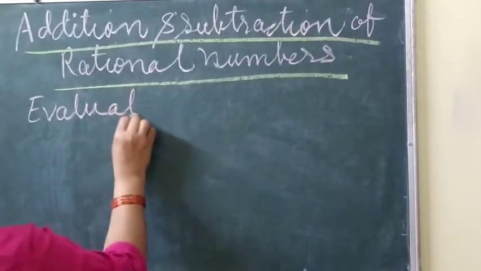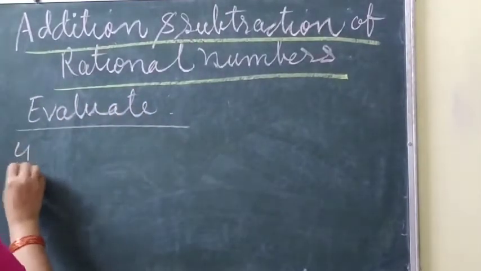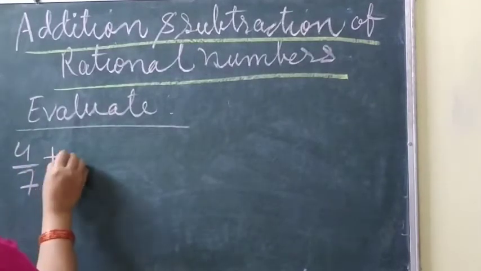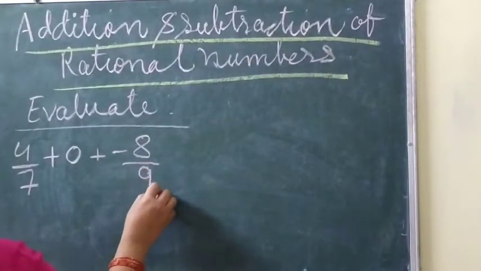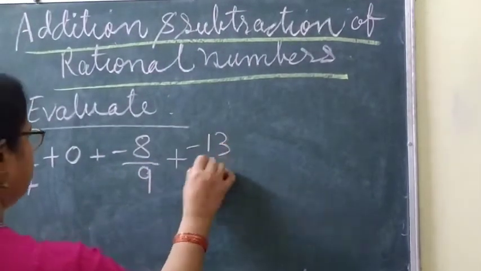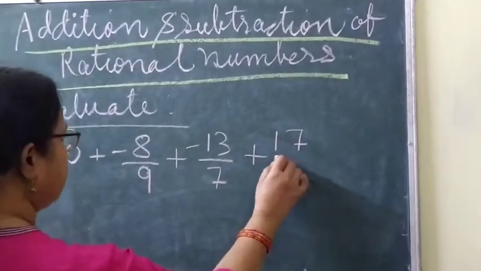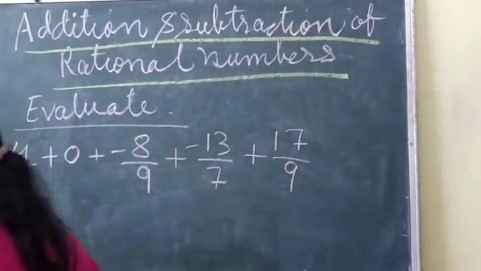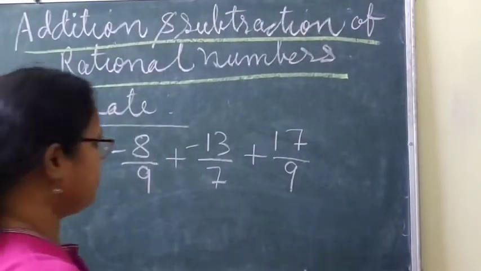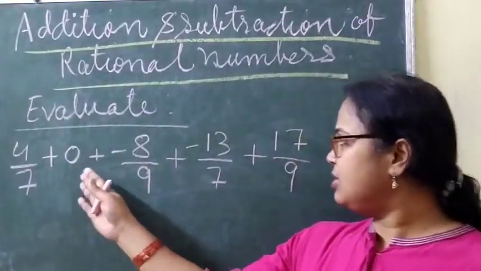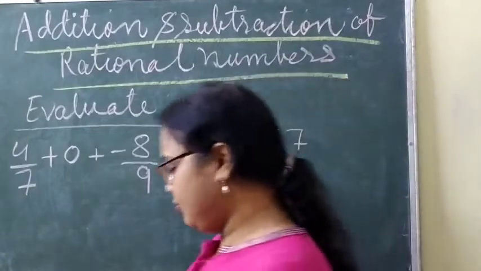Evaluate. The question is 4 by 7 plus 0 plus minus 8 by 9 plus minus 13 by 7 and plus 17 by 9. This is the question, you have to solve it. How will we solve this question? Here positive numbers, 0, and negative numbers are all there. So first, what will we do?